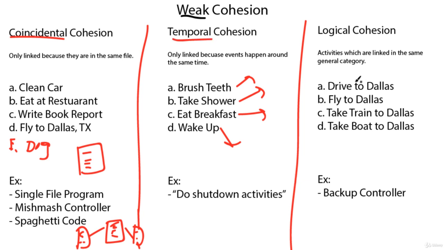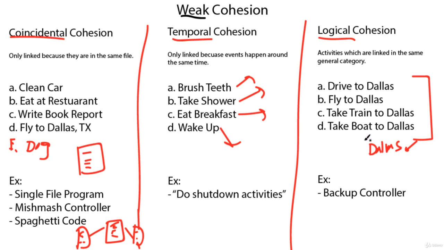The next one is logical cohesion. So we're sort of getting a little bit better with logical cohesion. And in this sense, it's activities which are linked in the same general category. So what we have is we have drive to Dallas, fly to Dallas, take train to Dallas, and take boat to Dallas. So these are all activities in which we are heading to Dallas. But the problem here is that they're all used in different places.